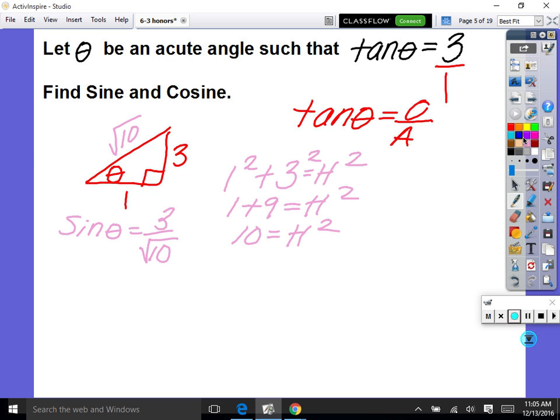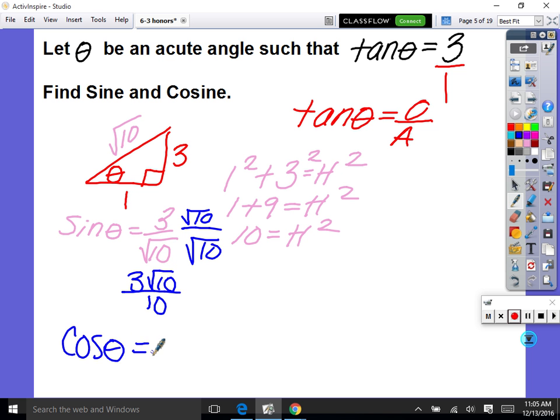Now I know you guys are really good at rationalizing denominators. So you know that you multiply by that over that, right? So our answer will be 3 square roots of 10 over 10, and then 3 and 10 don't simplify. Cosine of theta is adjacent over hypotenuse, right? Which would rationalize to be the square root of 10 over 10, correct? Everybody feeling good about that?